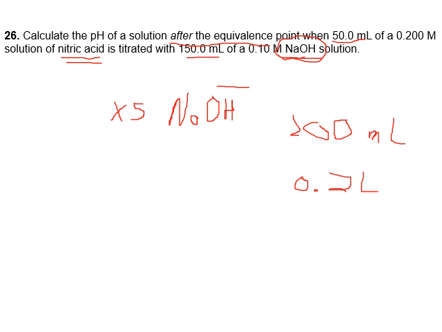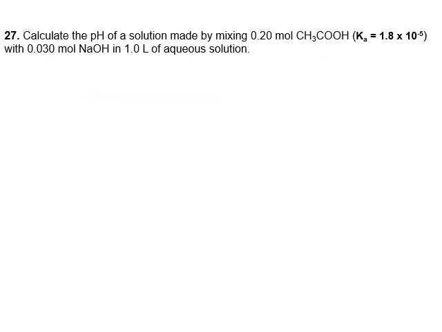And then just take minus the log of that. That will give you the pOH. Well, I won't write it here because we don't want minus the log of 0.2. Whatever we get when we divide by 0.2, take minus the log of that. That gives you the pOH, and then just subtract that from 14 to get the pH.